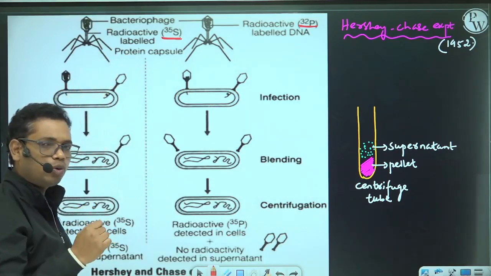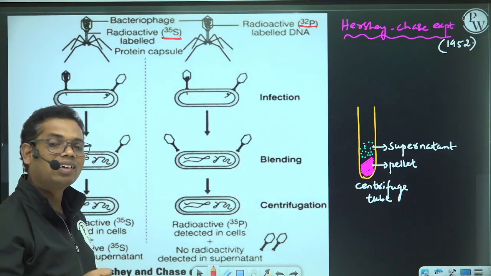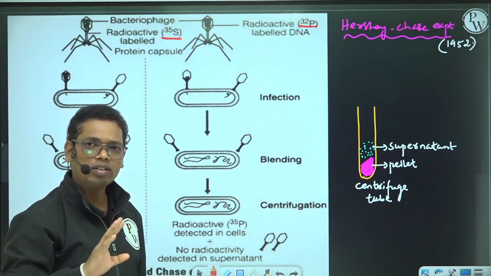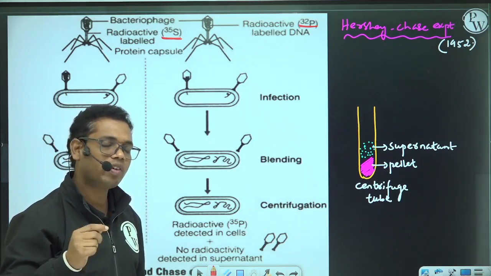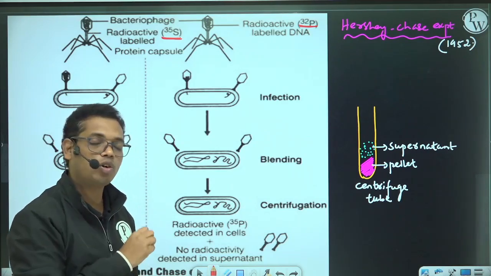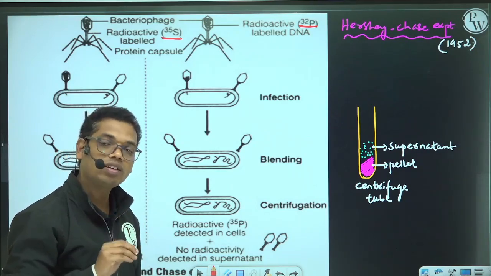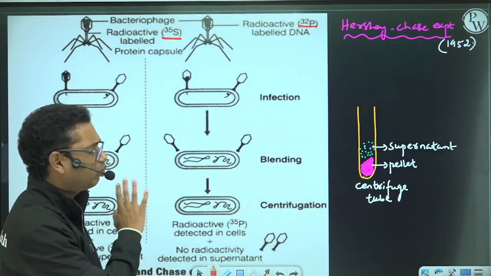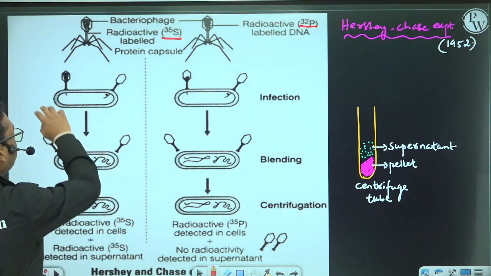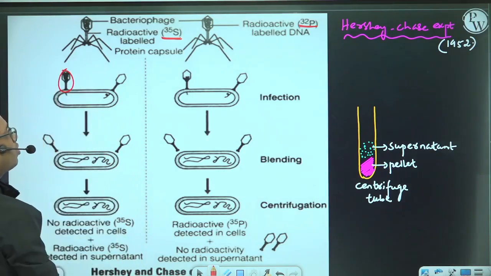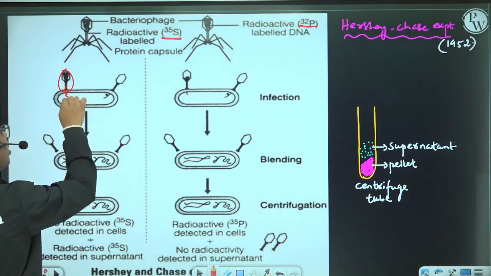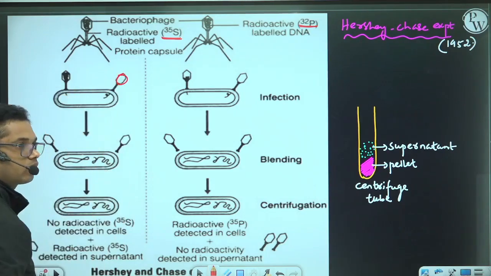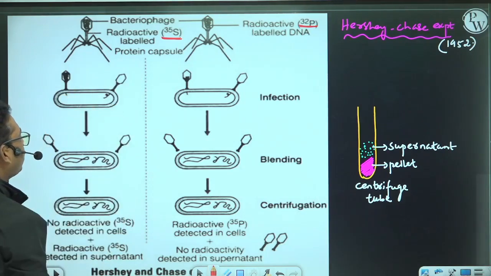Okay, and Hershey and Chase knew one thing, that it is the genetic material of the virus which will enter into the bacteria. They had no idea whether the genetic material was DNA or RNA, DNA or protein. But they knew it would be the genetic material of the virus which would enter into the bacteria. Okay, so here you can see this is the virus, and here you can see the genetic material is entering into it. After entering, the capsid will be empty.